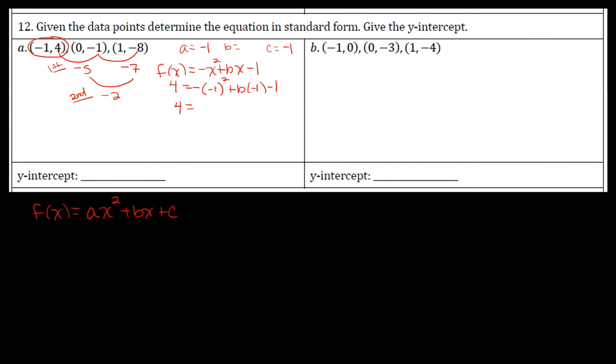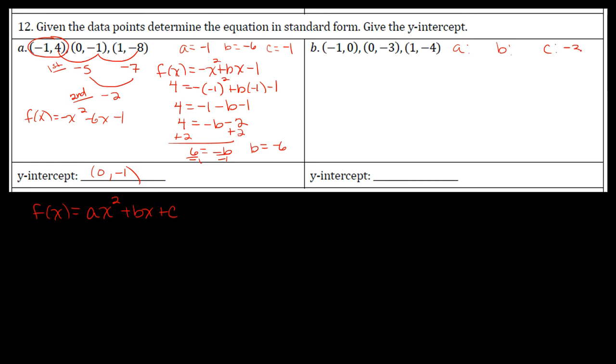Let's simplify. -1 squared is 1 times this -1, so that's -1. B times -1 is -1b. We're going to combine like terms, and now we're going to solve. Divide by my -1, and my b value is -6. So when I put that all together, -x squared minus 6x minus 1. My y-intercept is 0, -1.